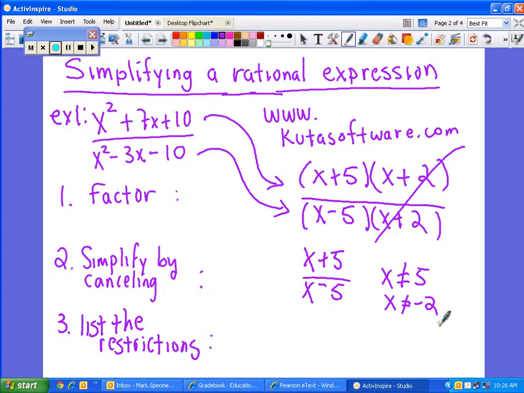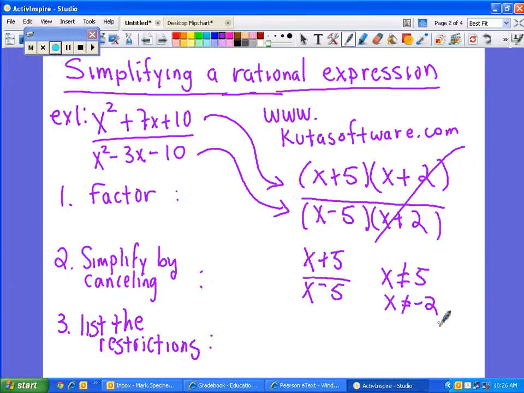Sorry, where did you get the negative 2 from? I looked at my two factors. What value here makes x plus 2 equal 0? Negative 2, but what happened to the positive 5? Yeah, it's also a restriction. So both.